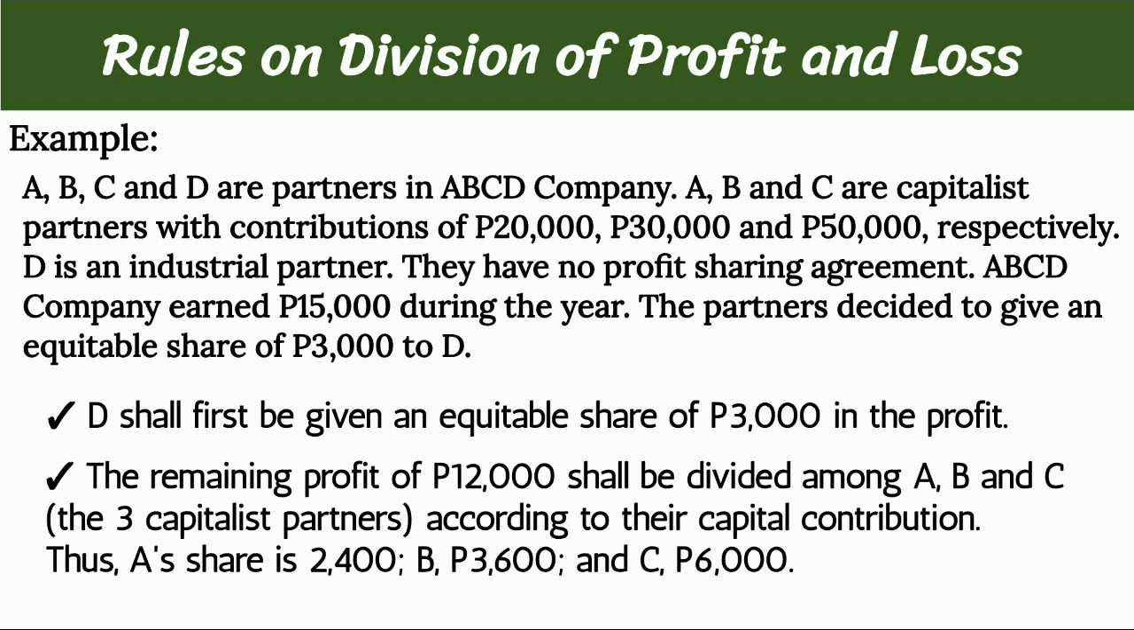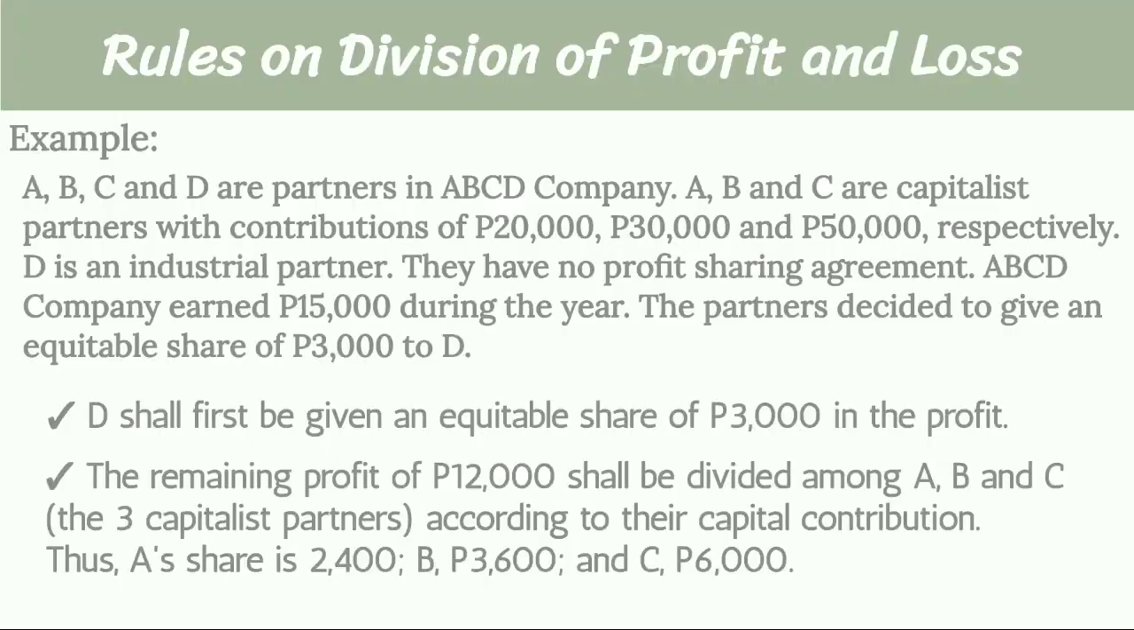Para ma-compute yung share ni B sa profit, 12,000 pesos times 30,000 over 100,000. And that is equal to 3,600 pesos. Para ma-compute yung share ni C sa profit, 12,000 pesos times 50,000 over 100,000. And that is equal to 6,000 pesos.